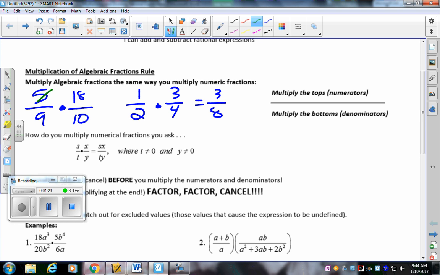So for example, the 5 and 10, I can divide both by 5. The 9 and 18, I can divide both by 9. Oh, well, in this case, I can also divide the 2's. So when all is done, I have 1/1. That just ends up being 1.